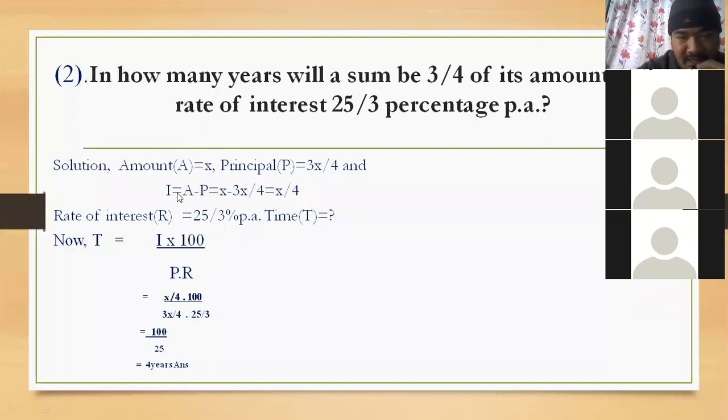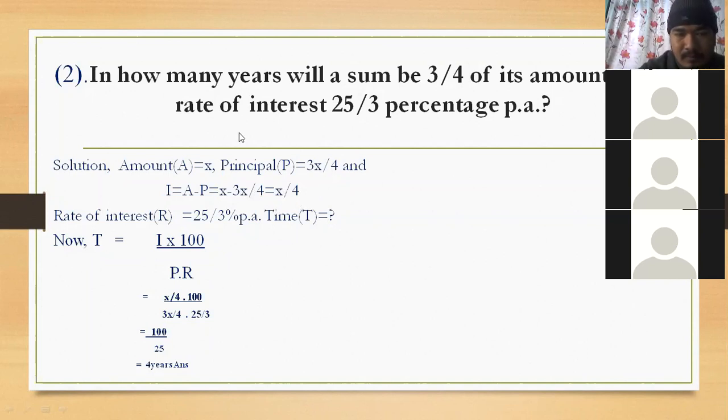Okay, sir, here in the second line you can see: interest equals A minus P. Then when you subtract the principal, 3x by 4, from x, by taking the LCM of 4 and 1, it will be 4x minus 3x by 4, which means x by 4. Clear? Yes, sir.